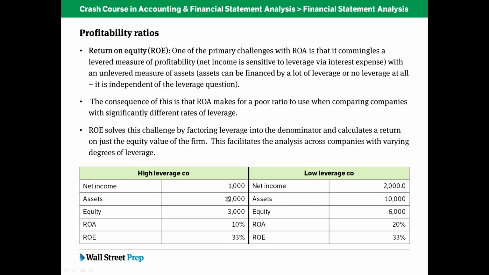Sure, I have less net income with a high leverage company, but I also have less equity. And so that net income that belongs to common shareholders is being split over a smaller pie, right? Generating 33%. Conversely, the low leverage company has much higher net income, but it also has a much bigger pie of shareholders to split that among. When you factor all that in, the return on equities are actually identical for the two firms. It's not like the low leverage company is better from a common shareholder perspective.